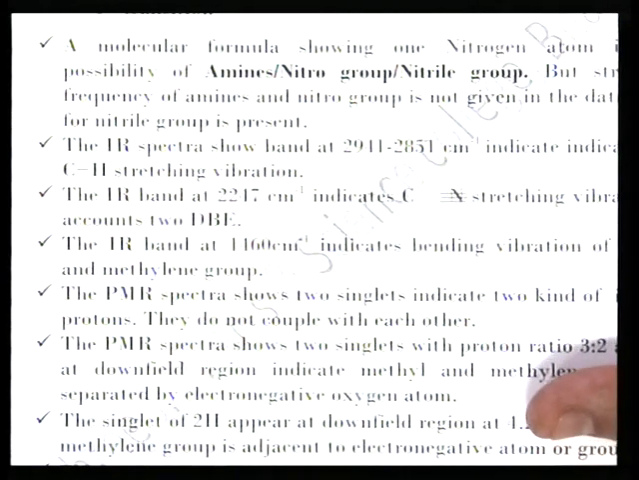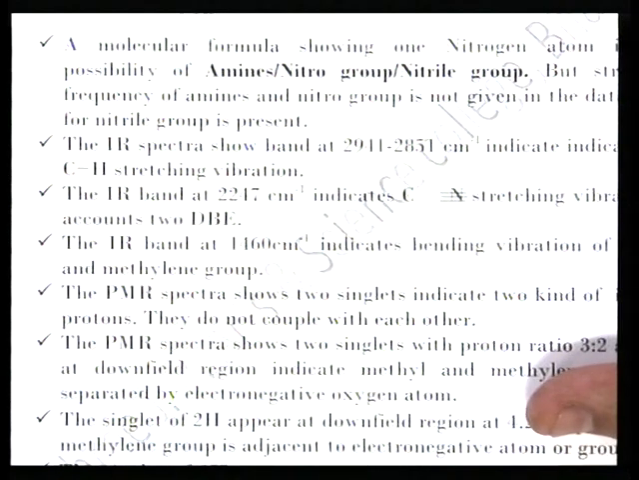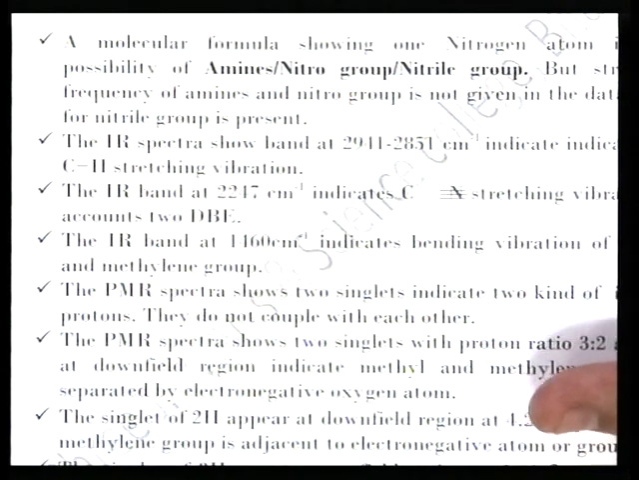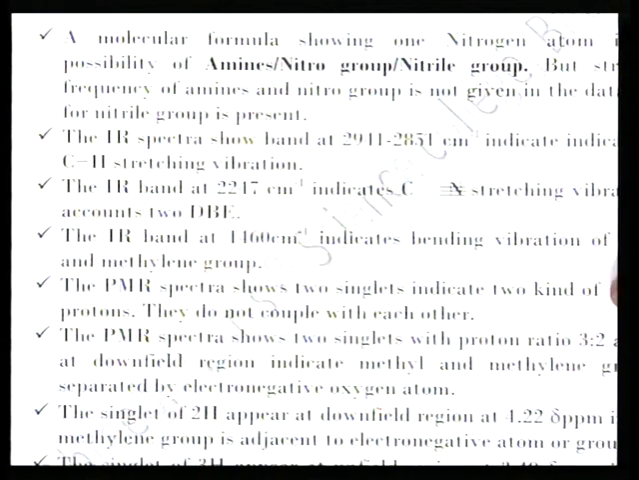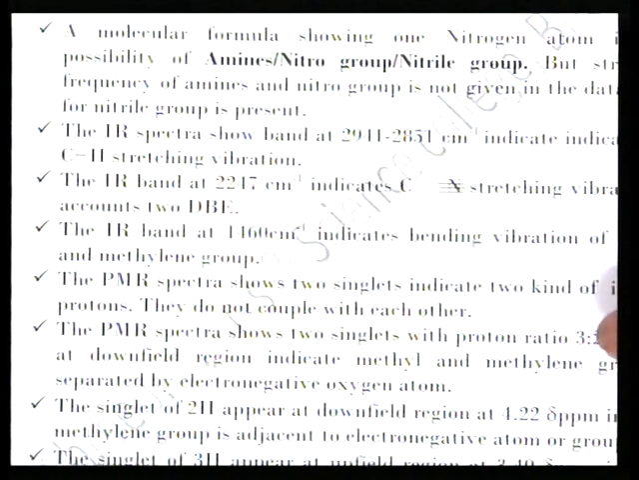Here the chemical shift values for both singlets are given as 3.49 and 4.22. Normally it is not this much: methyl normally appears at 0.9 and methylene at around 2. But here the delta values are higher, 3.49 and 4.22.